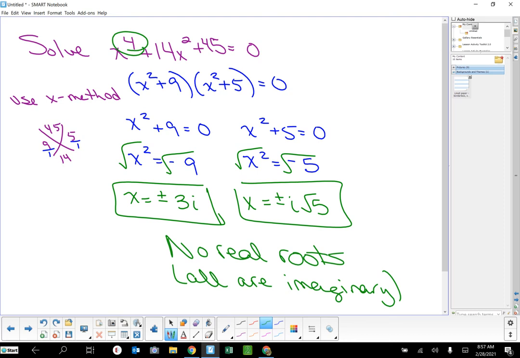So the last couple problems in varsity look like that, where you need to be solving these things. Think factoring in order to solve.